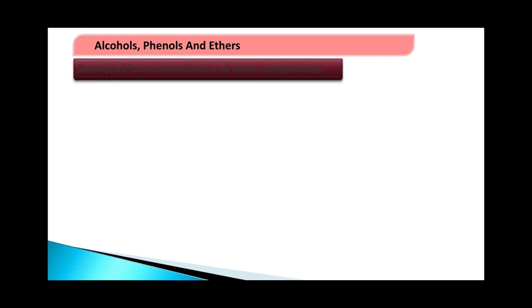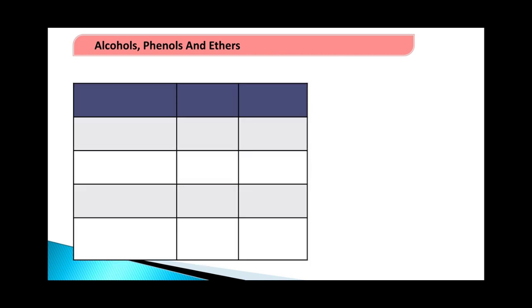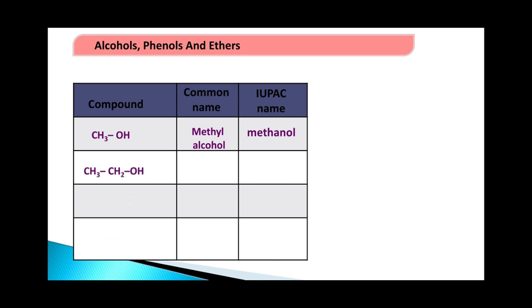Let us see some more examples which we are going to study more commonly in second PUC. First one is CH3OH. Common name is methyl alcohol. IUPAC name is methane plus OL, methanol. Second example, CH3CH2OH. Ethyl plus alcohol, ethyl alcohol, and the IUPAC name is ethanol. Third example, CH3CH2CH2OH. How many carbons are there? 3 carbons are there. Hence it is propyl, and the alcohol is propyl alcohol, and the IUPAC name is propanol.